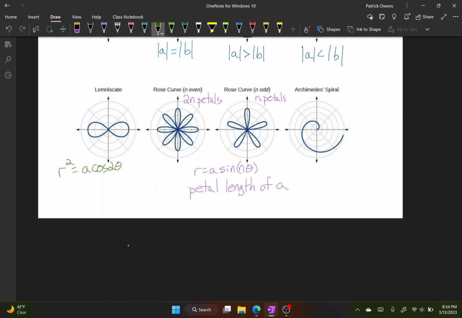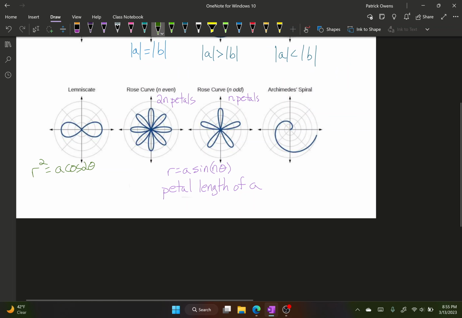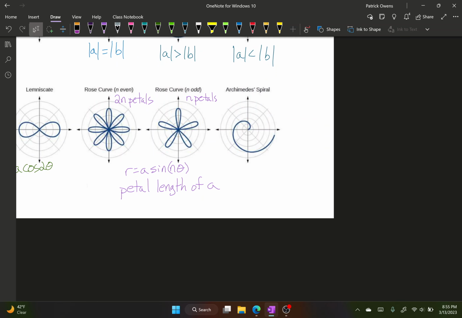And you can identify these pretty easily based on the fact that it is the only one that's going to be with r squared. The cosine and sine are going to behave just like the even number of petals rose curves, where the cosine is pictured here and has the x-axis as an axis of symmetry, and then the sine is going to be between the axes.